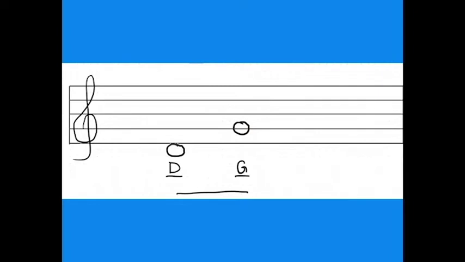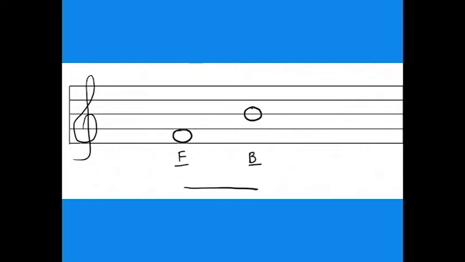Here's another example. Our original interval is D to G. So we're going to take our bottom note, which is D, and move it up one octave by finding the higher location of D on the staff. And then we'll find the number component of each of these. So our original interval D to G is a 1, 2, 3, 4, fourth. And our inverted interval G to D is a 1, 2, 3, 4, 5, fifth.